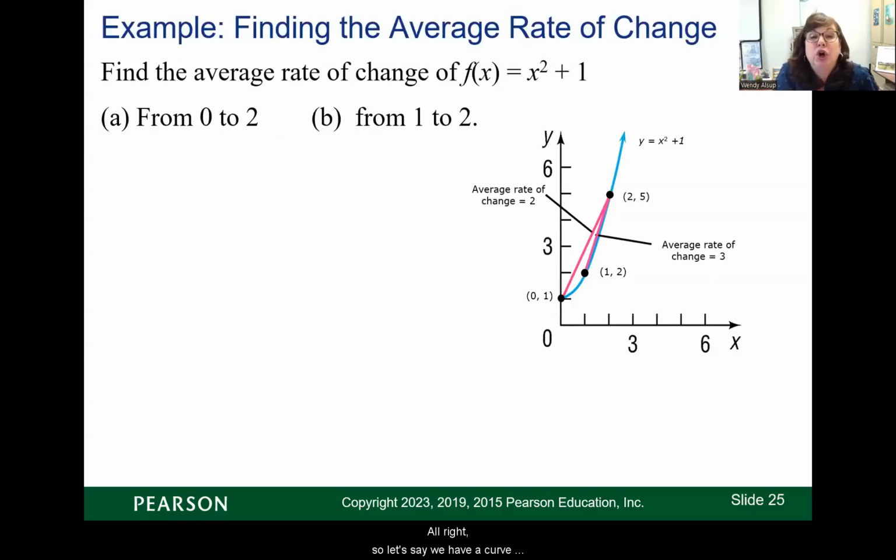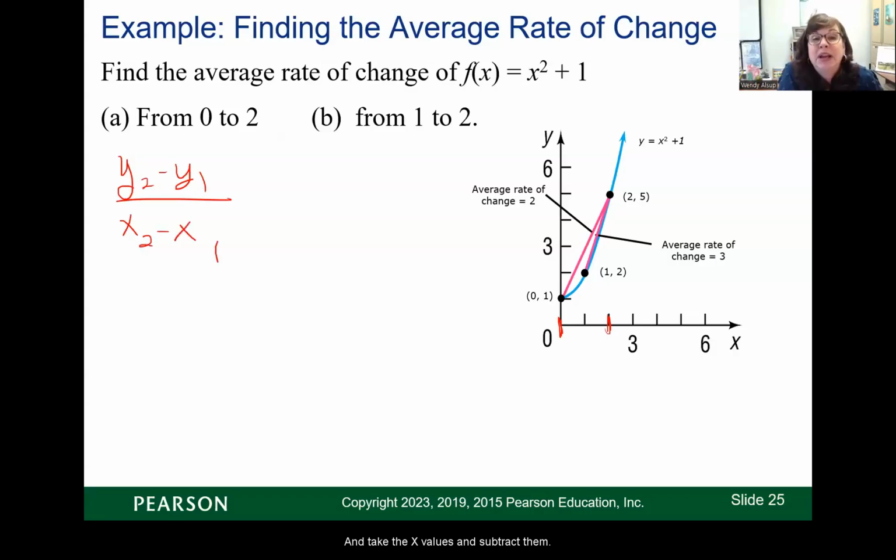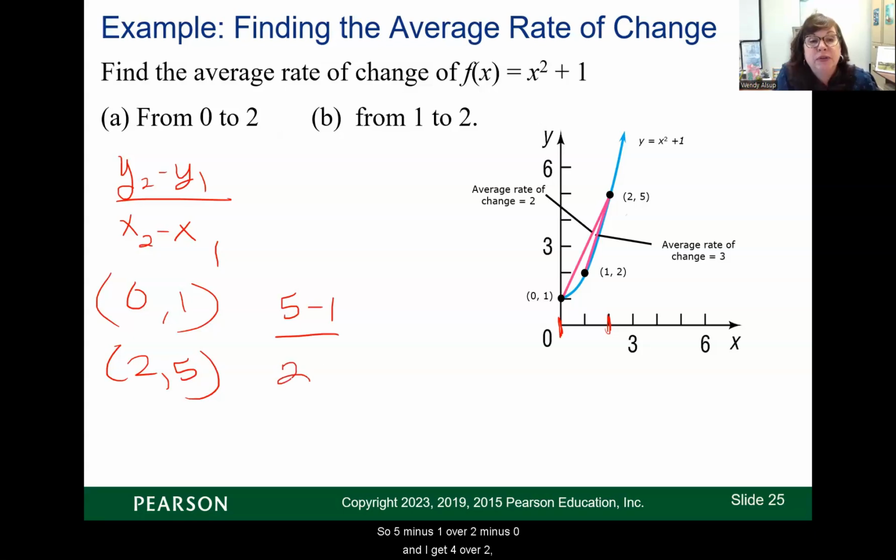All right, so let's say we have a curve here, and we want to find the slope or the average rate of change. Let's start from 0 to 2 on the x. Well, what are we going to do? We're going to take the y values and subtract them, and take the x values and subtract them. The points are marked here. We know that our points are (0, 1) and then (2, 5). So I don't even have to substitute anything in. I'm going to subtract my y values up top: 5 minus 1 over 2 minus 0, and I get 4 over 2, or an average rate of change of 2. So if I drew the straight line from 0 to 2, it has an average rate of change of 2, a slope of 2.